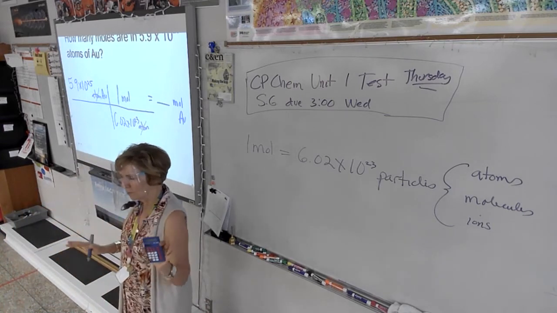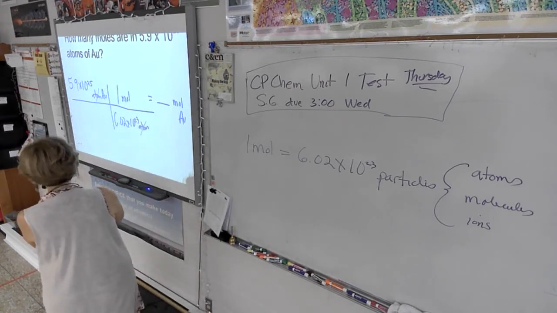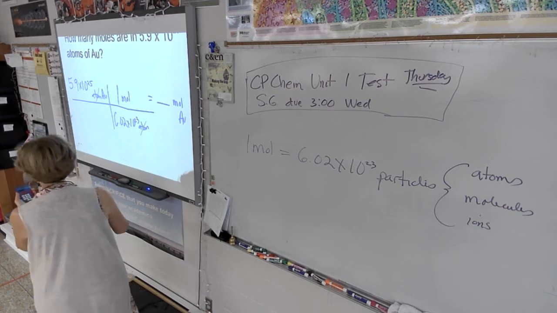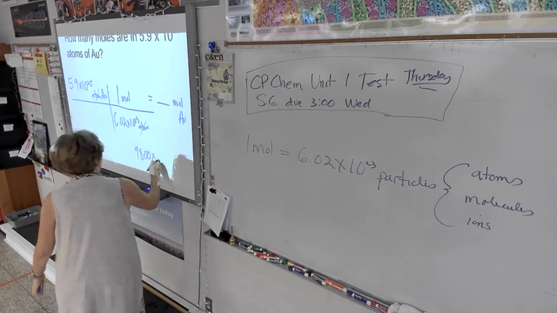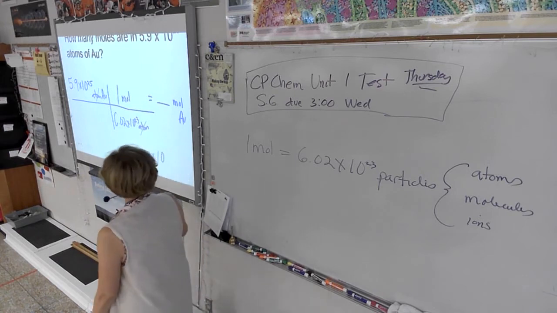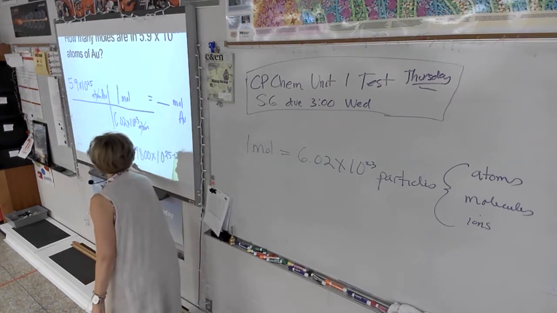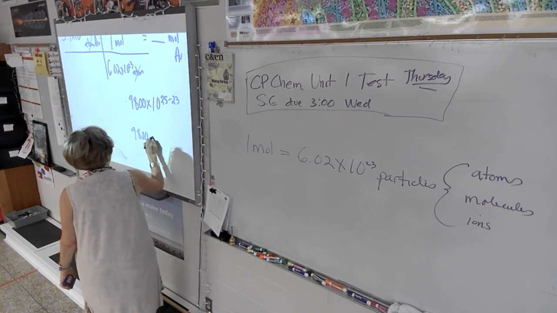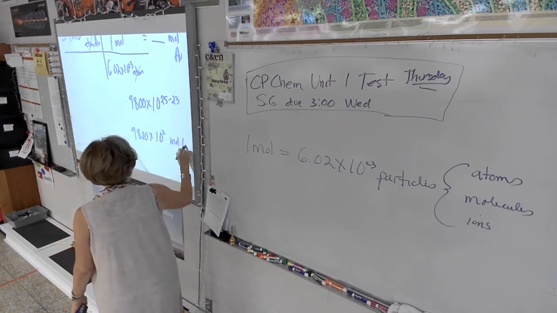But if you have a cheapy calculator like I do, no problem. You can just go old school on this. So I'm going to say 5.9 divided by 6.02, and my answer is 0.9800. And then what do I do when I divide exponents? You subtract. So 10 to the 25 minus 23. So then I'm going to say 0.9800 times 10 to the 2. This is moles of gold.